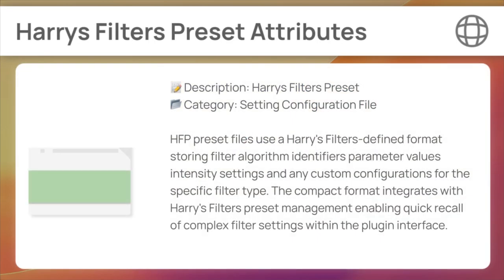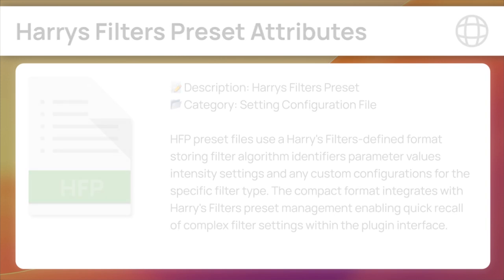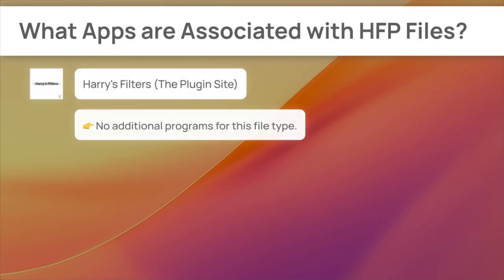HFP preset files use a Harry's Filters defined format, storing filter algorithm identifiers, parameter values, intensity, settings, and any custom configurations for the specific filter type. The compact format integrates with Harry's Filters preset management, enabling quick recall of complex filter settings within the plugin interface. The application responsible for generating the HFP file is typically Harry's Filters by the plugin site.